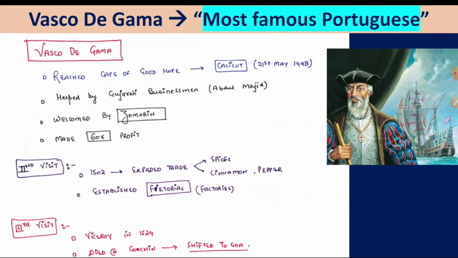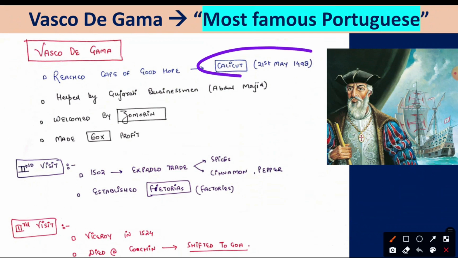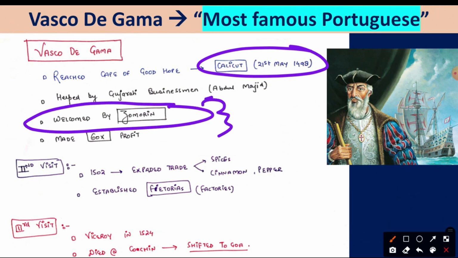Vasco da Gama. Very objectively, let's understand. So first, he started the visit. He reached Calicut on 21st May 1498. He was hosted by a Gujarati businessman. He was welcomed by the Zamorins. Who were the Zamorins? They were a small kingdom in Kozhikode, nowadays Kozhikode. He made around 60 times profit.